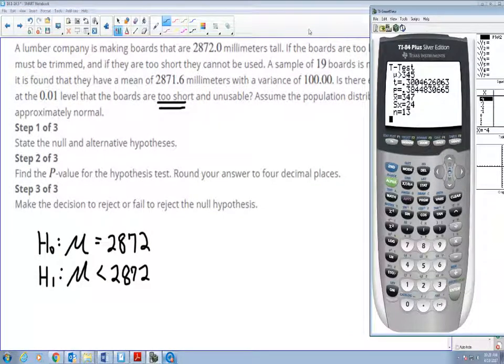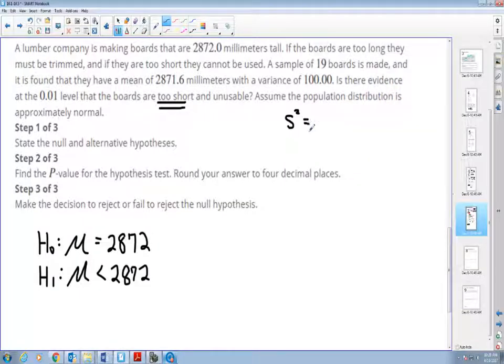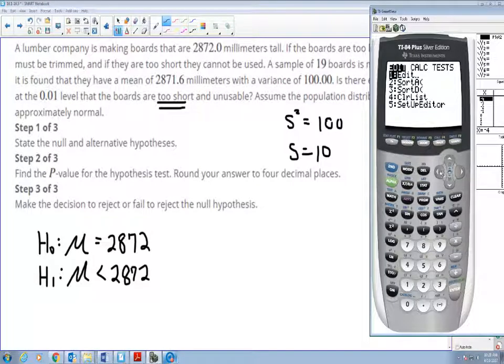Let's type in what we know. Since I don't have a population standard deviation and my sample variance is 100, if I take the square root to get my sample standard deviation, that has got to be 10. The square root of 100 is 10. The mean I'm testing is 2872. The sample mean that I found was 2871.6. The sample size is 19 boards, the sample standard deviation is 10, and this is a left tail test.